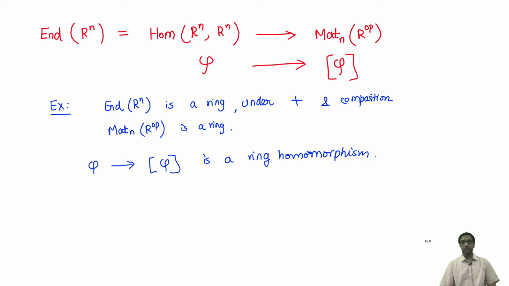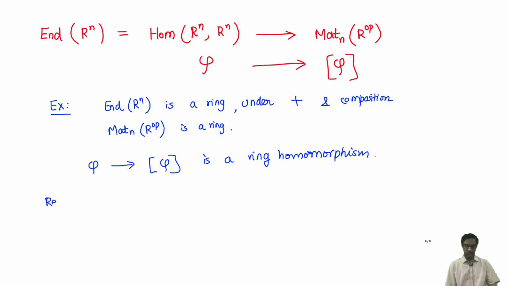Okay, so we actually checked some bits of this. The only thing really to check is that the multiplication is respected on the two sides, but that was really the point that we spent a lot of time over: when I take two homomorphisms phi and psi, the composition of psi and phi goes to the product of the two matrices, except that I should think that the entries come from R op and not from R.